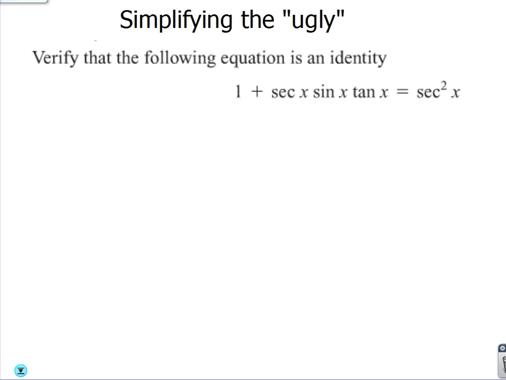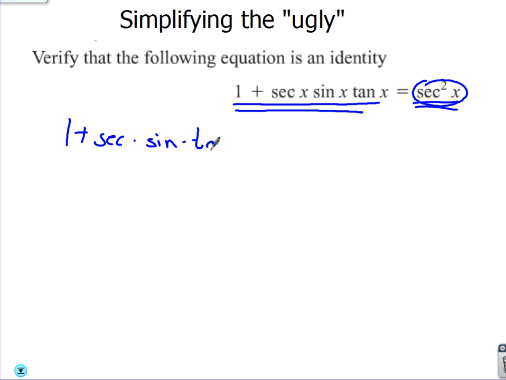One method of doing this is what I call simplifying the ugly. We're trying to prove that 1 plus secant x sine x tangent of x is equal to secant squared x. Our method of proof is we're going to take the ugly side of that equal sign and try to turn it into the clean side. If this is truly an identity, we should be able to take this and turn it into secant squared x. So we start with 1 plus secant x times sine x times tangent of x, and we try to turn it into secant squared.